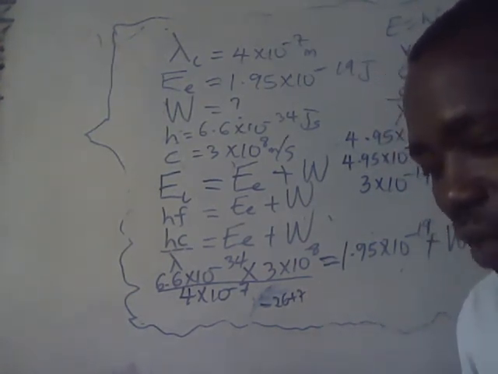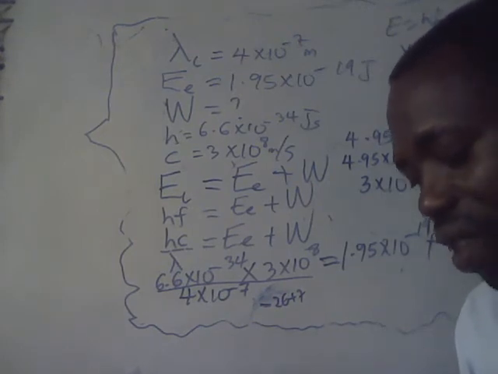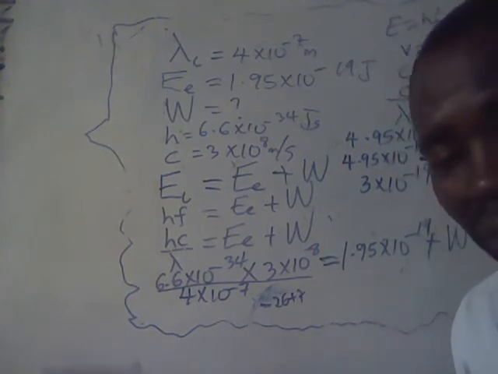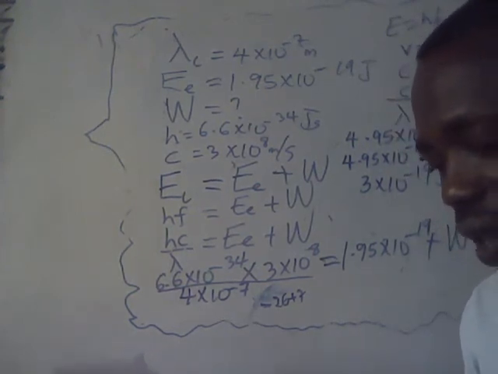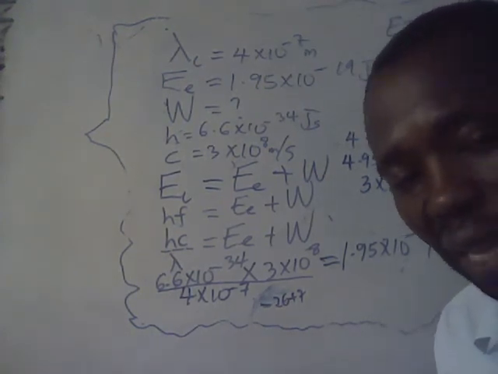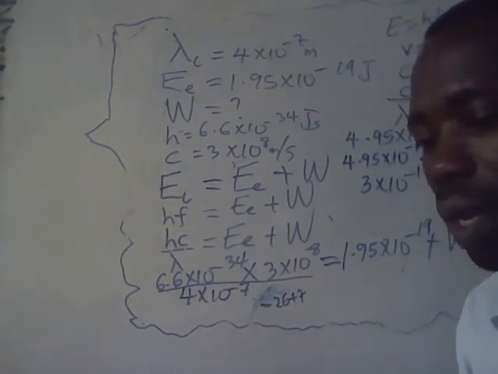Option C, 6.9 times 10 to the minus 19 joules. Option D, 8.8 times 10 to the minus 15 joules. Option E, 2.5 times 10 to the minus 14 joules. So the correct answer is option B, 3.0 times 10 to the minus 19 joules for number 49 of this physics NECO. Now number 50. Let's go to number 50.